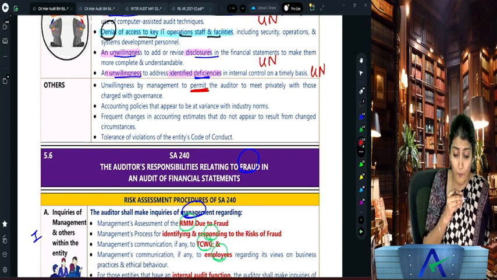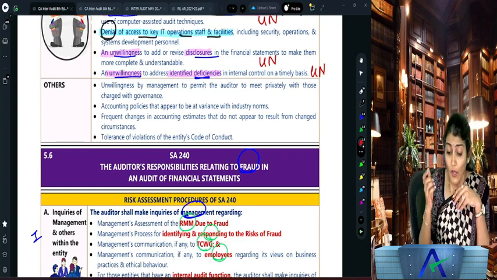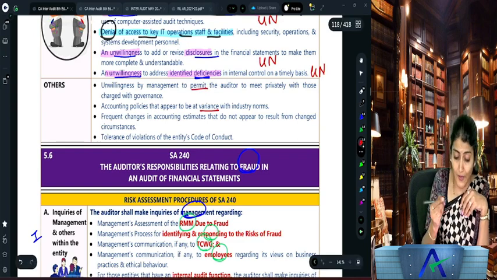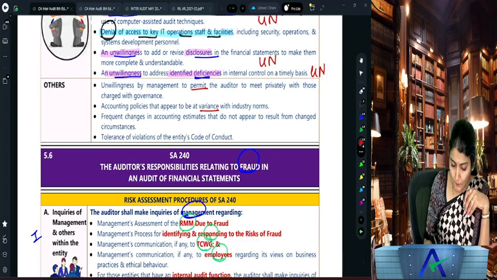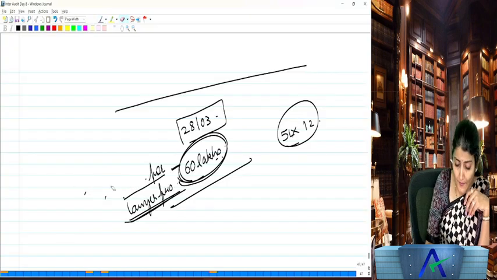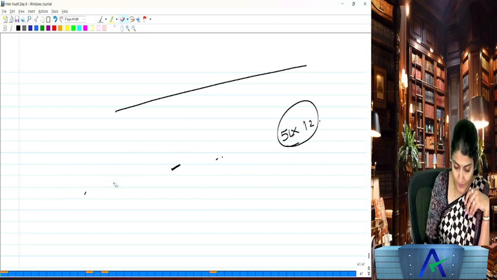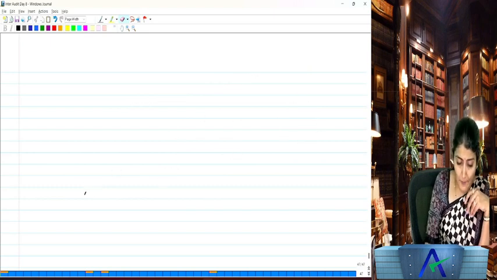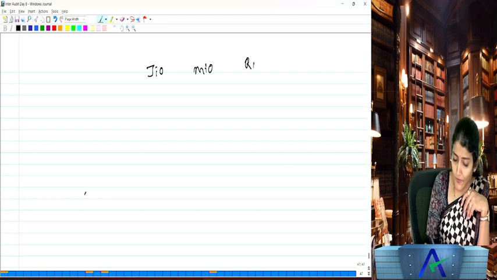Accounting policies that appear to be in variance with the industry norm. Like what is the example? Say the companies Geo, Mio, Rio, CO, FIO, whatever, so many can be there. All of them are in the same industry.